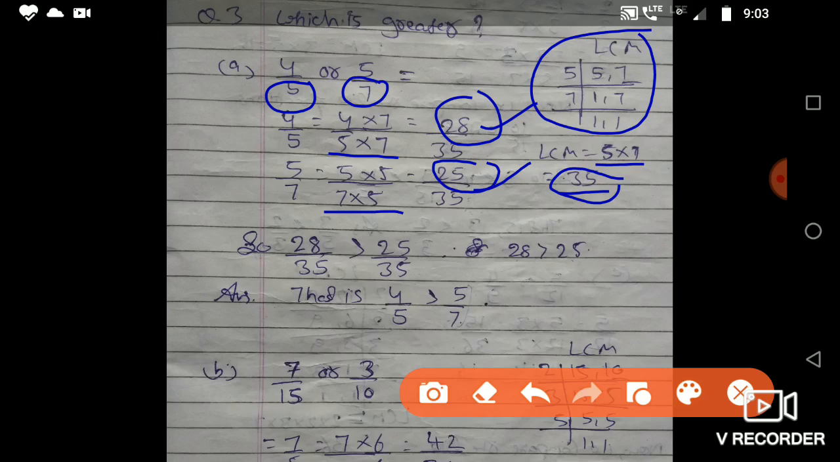So here write, 28 upon 35 is greater than 25 upon 35. Here we write 28 greater than 25 like this, and at last write in the answer, that is 4 upon 5 greater than 5 upon 7.